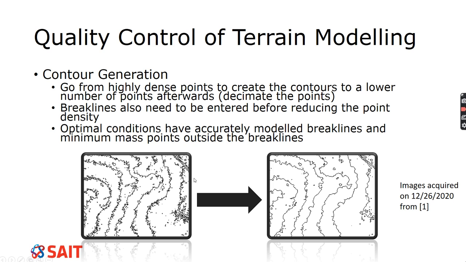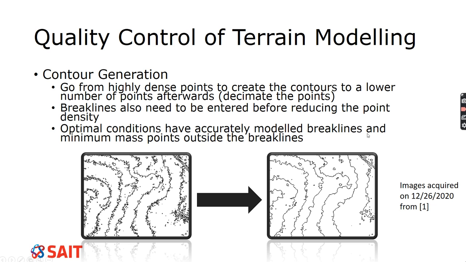So here, if we had a break line, for example, up here, it looks like they may have had a break line that they were using. They implemented the break line up top here before reducing the point cloud, so they could still maintain those lines that we're seeing up here.